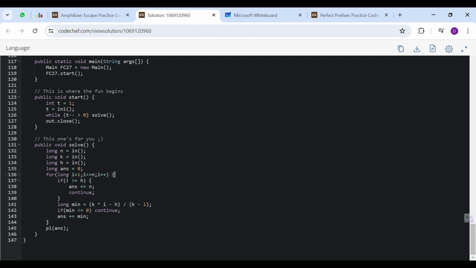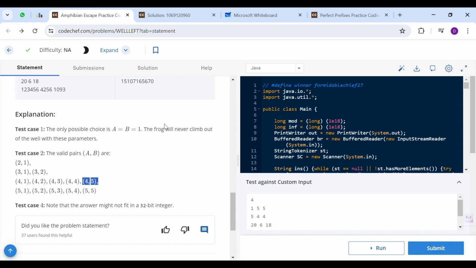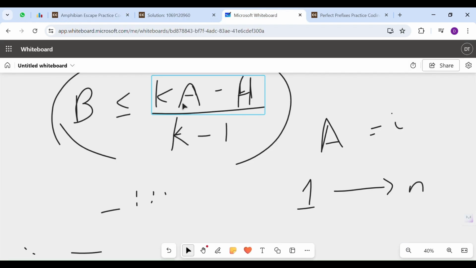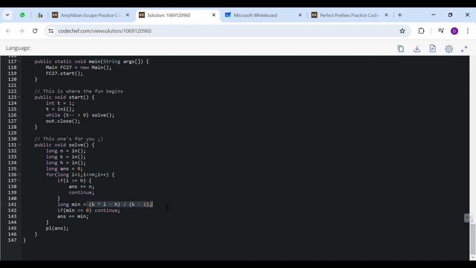Okay, this is iterating A from 1 to N. If the value of A is more than H, then all the possible values of B are accepted. Else, this is the equation which we just made over here: K into I minus H divided by K minus 1. Exactly the equation. Then if this value, min, goes negative, then there are no possible values of B for this value of A. So we don't do anything.